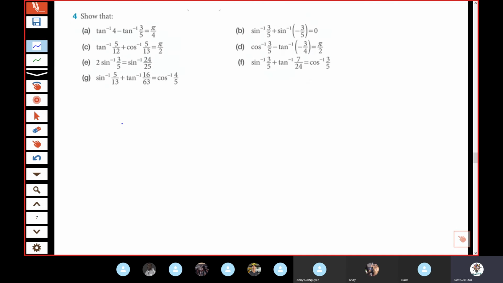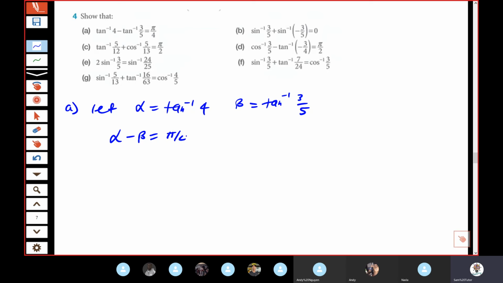I'll start with the first one, just to recap. A. Show inverse tan of 4 minus inverse tan of 3 on 5 is equal to pi on 4. Okay, these ones you have to do let. Let alpha equal inverse tan of 4. Let beta equal inverse tan of 3 on 5. So essentially, what are you proving? Alpha minus beta equals pi on 4.